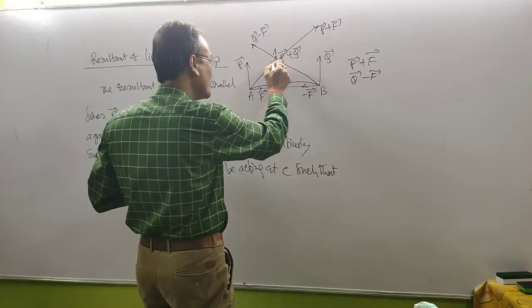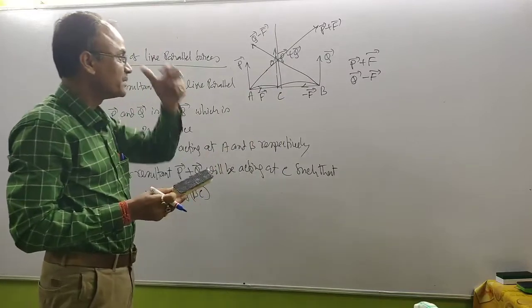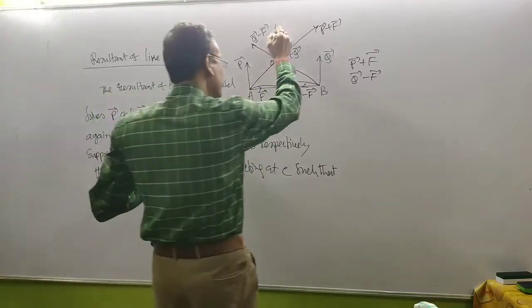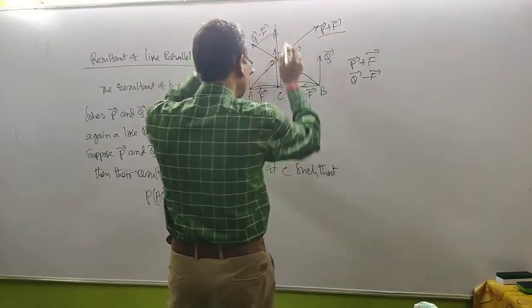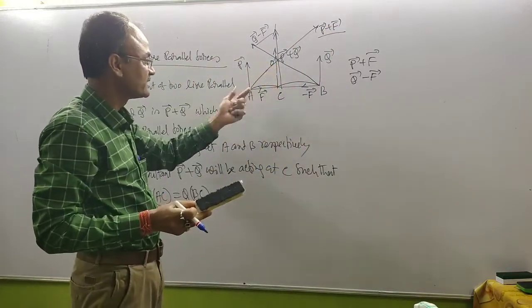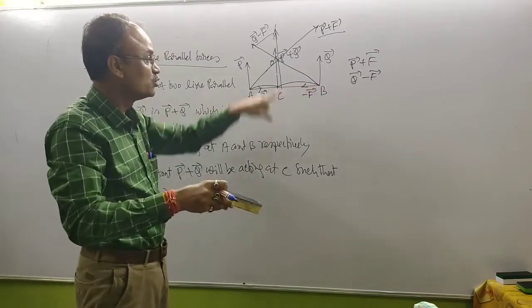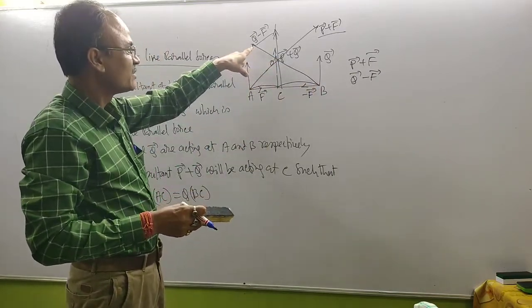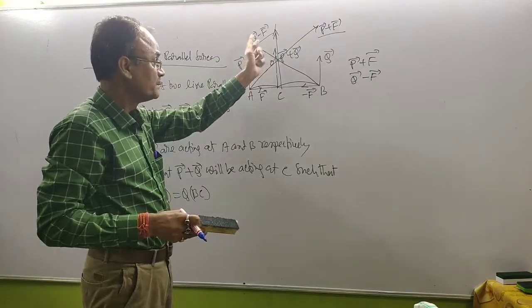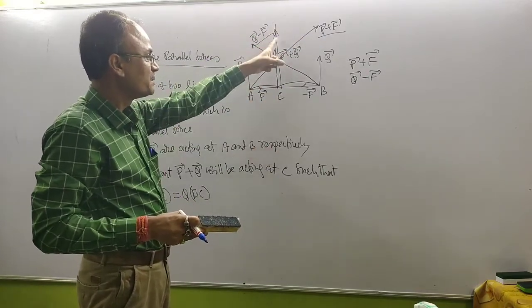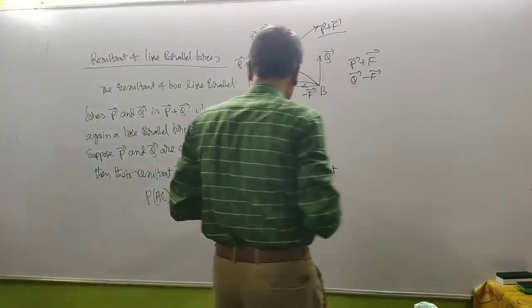Suppose it acts at the point O. In this way, we can show that the resultant will be equal to P plus F and Q minus F. By the law of transmissibility of forces, the forces acting at A and acting at B can be shifted to the point O. Now the resultant of Q minus F and P plus F will be equal to P plus Q. It will be parallel to this.